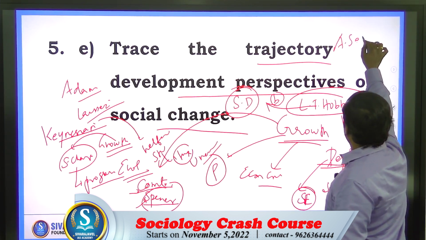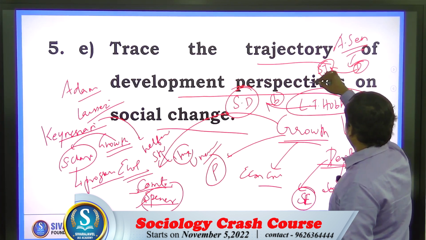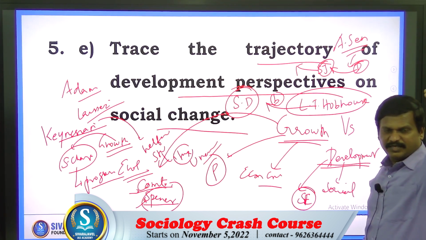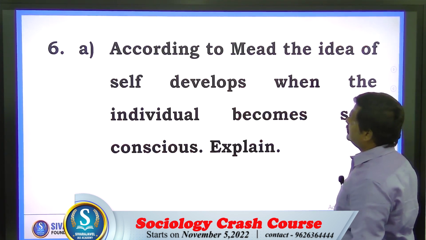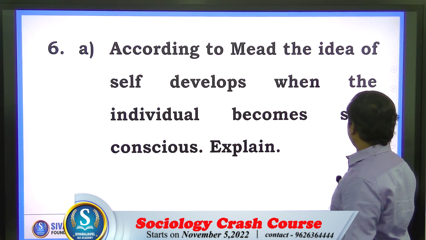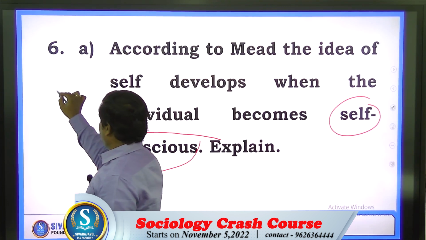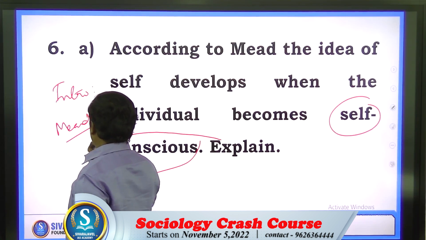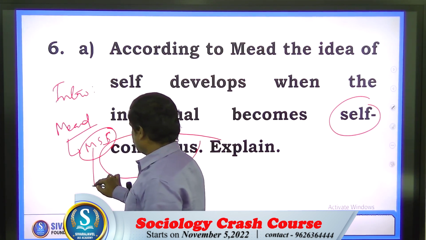Amartya Sen on development: it's about social justice. Distribution is what development is. So, this is how we are tracing from the growth theorists to the developmental theorists. According to Mead, the idea of self develops when the individual becomes self-conscious. So, in the introduction, we have to write about Mead in his book Mind, Self and Society, which explains the evolution of self.